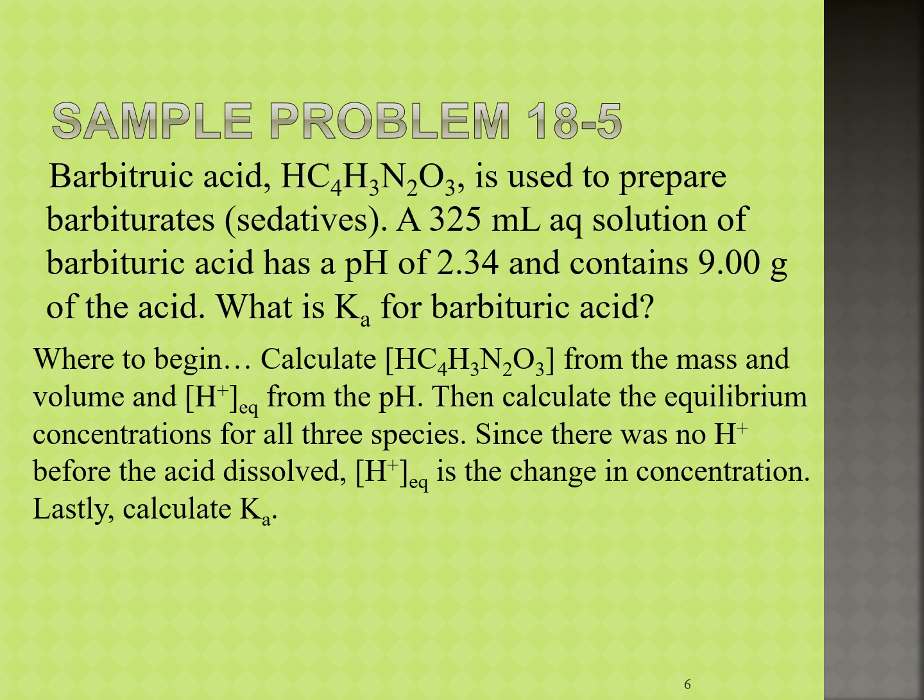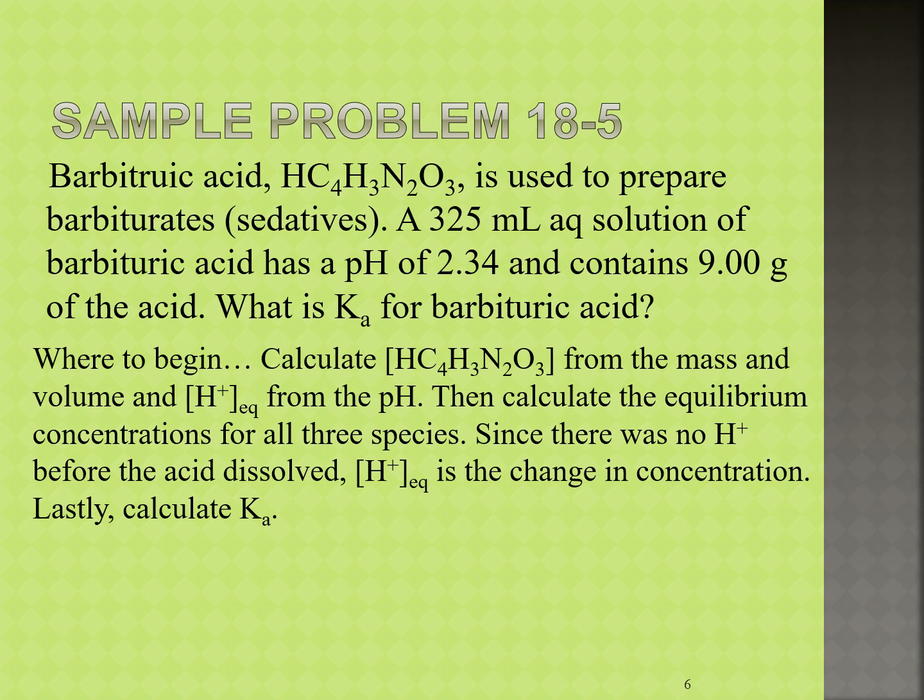All right, here we have a weak acid, barbituric acid. It's not one of our 7 strong acids, and so it's used to make sedatives. We have a 325 ml solution of barbituric acid, and we know its pH. It also contains 9 grams of the acid. What is the Ka for this?